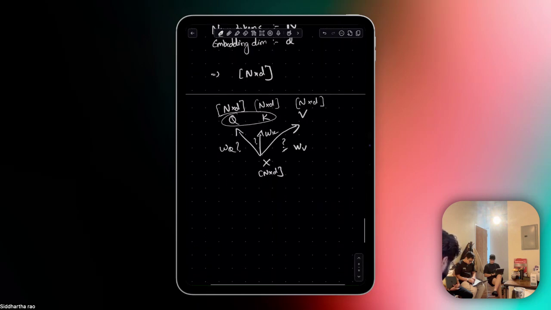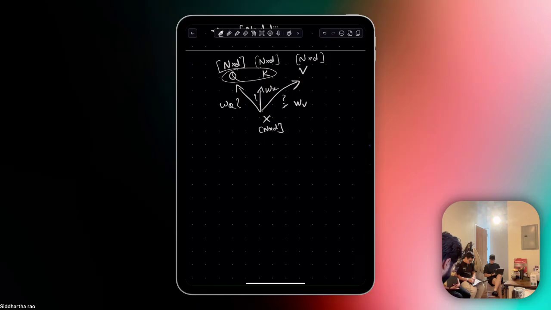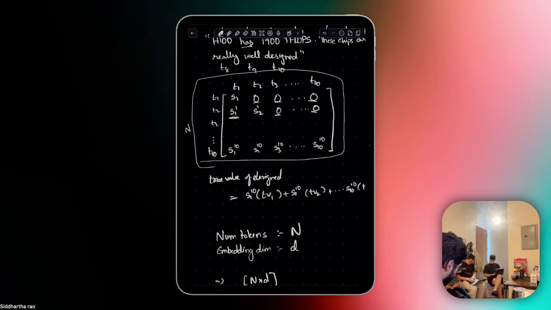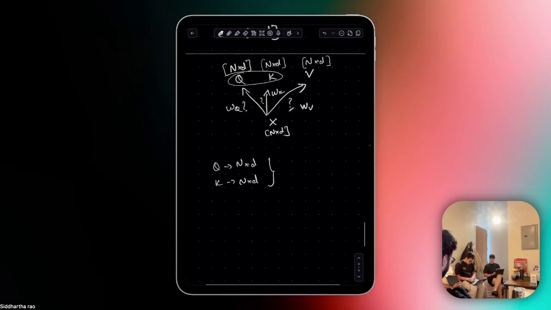So Q is n by d, and K is also n by d. Now, how do we come up with this score matrix, which is of n by n shape? We transpose it. So we do a matrix multiplication of the query matrix by the transpose of the key, which gives us an n by n score matrix.